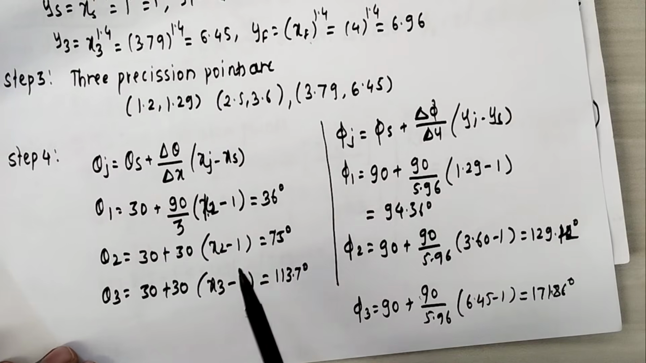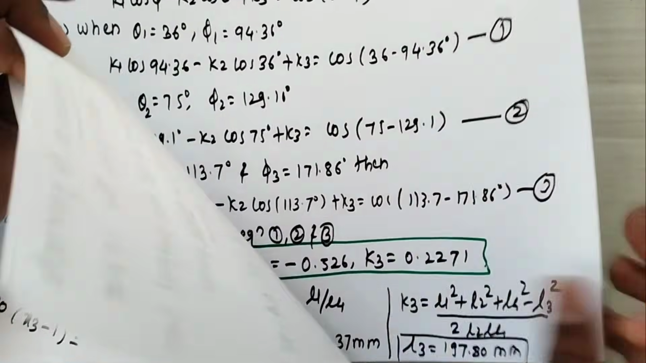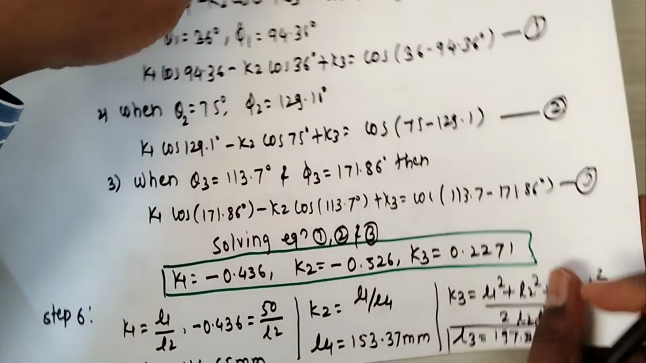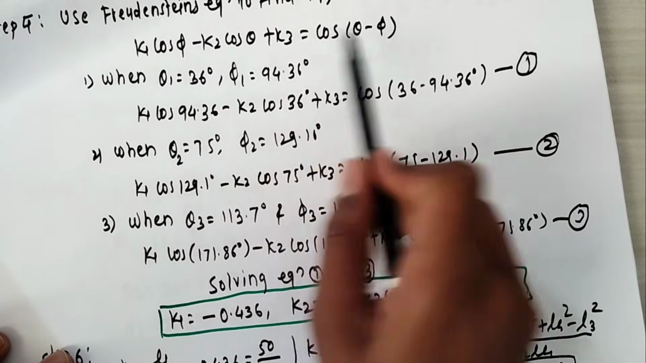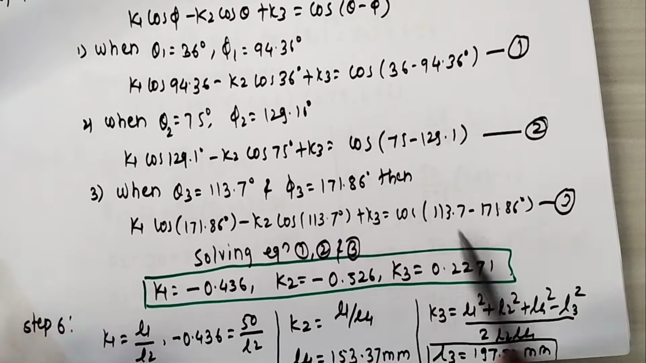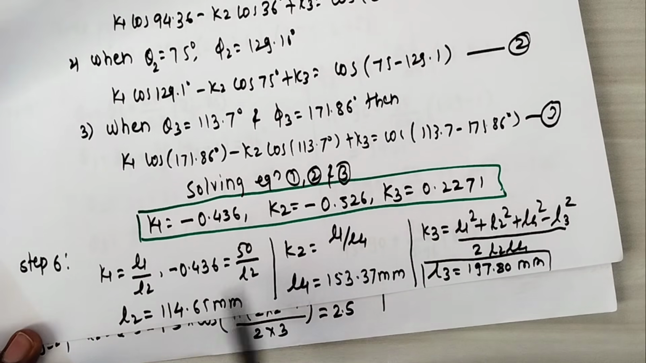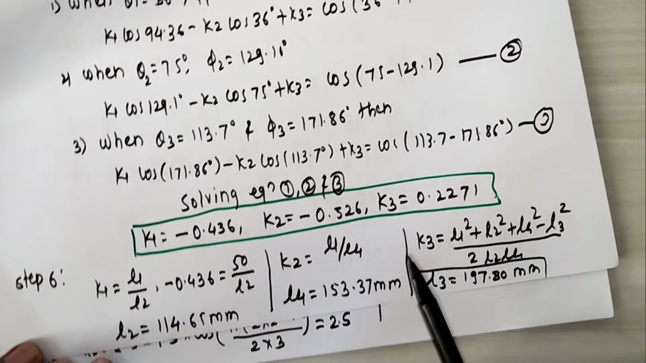Once you know all these angles for 3 positions, then we can use Freudenstein's equation to obtain k1, k2, k3. So use Freudenstein's equation for 3 positions, solve these 3 equations, you obtain k1, k2, k3, and by using the formulas of k1, k2 and k3, we get the values of L2, L4 and L3. This is the complete procedure to solve this numerical.